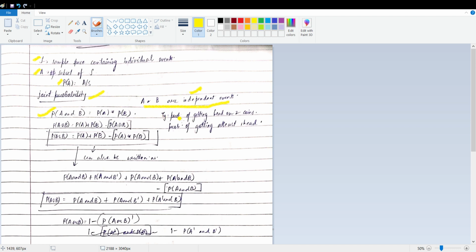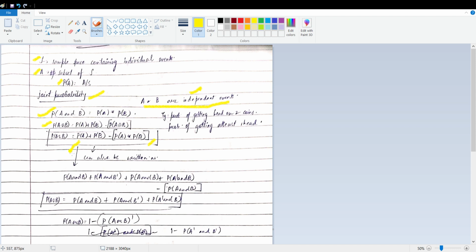Anyway, so what are independent events? You have your examples here. The probability of getting heads on 2 coins, or the probability of getting at least one head, they're independent. So these are called independent events. Anyway, this is a formula that you guys are pretty much aware of from set theory, where you know that P of A or B is given by P of A plus P of B minus P of A intersection B. Now, using our knowledge that we have just acquired, we can write P of A intersection B also as P of A into P of B.